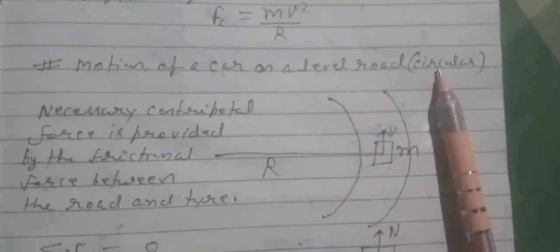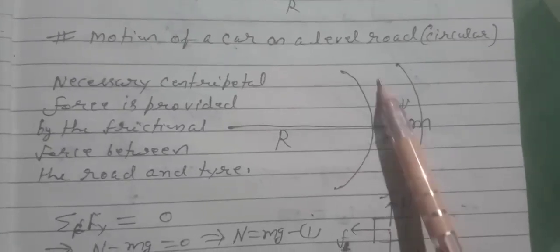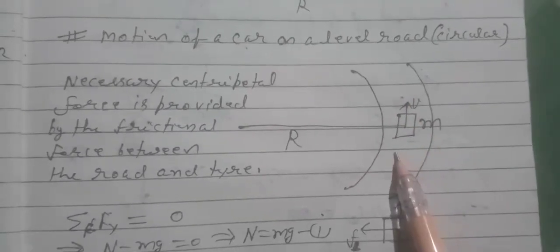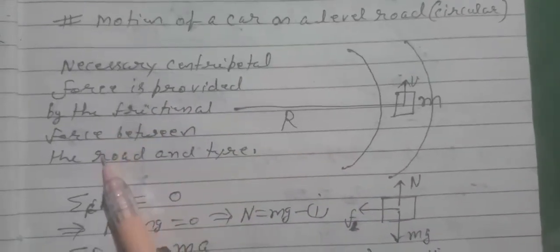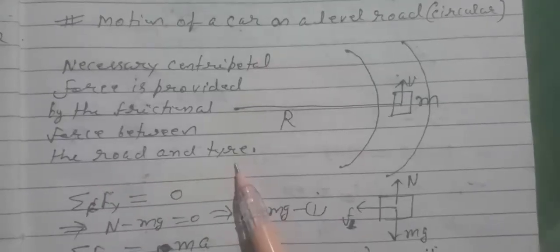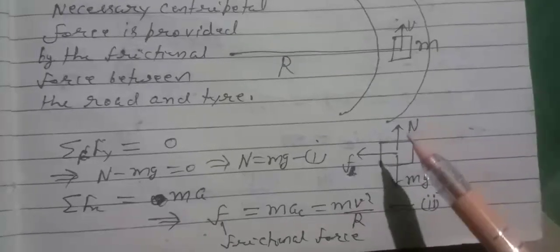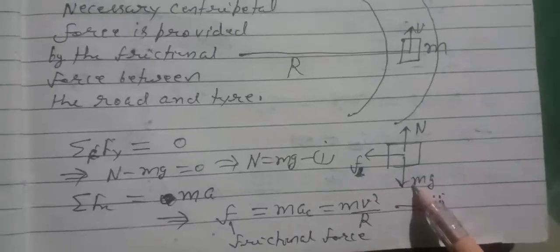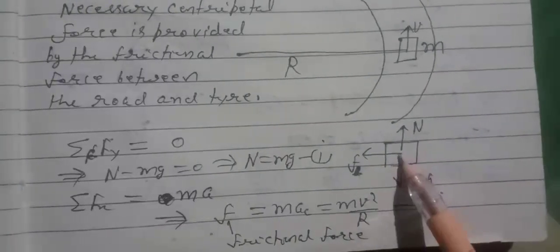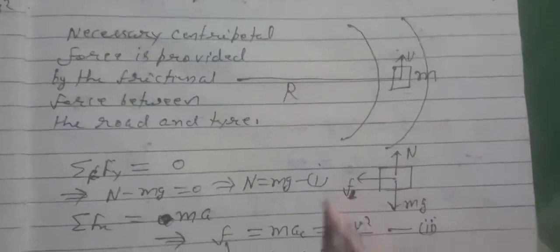Motion of a car on a level circular road. A car is moving on a circular path. Here, the necessary centripetal force is provided by the frictional force between the road and the tire. The free body diagram of the car is shown. The normal force is acting in the vertically upward direction and the weight is in the downward direction, and the frictional force is acting along the center of the circular path.